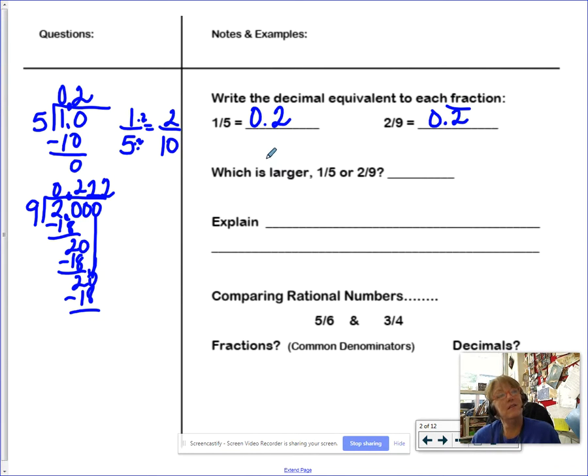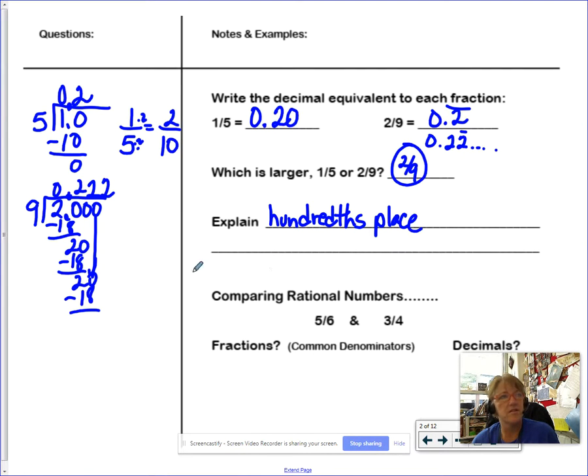Which one is larger then? Well, if I just compared decimals, keep in mind that 1/5 ends at the tenths place. If I needed to put something in the hundredths place, it would be a 0. The repeating decimal, if I went out to the hundredths place, would have a 2 there, and then it would keep continuing on with 2's. Therefore, the 2/9 is the larger value. Okay? If I wanted to explain this with decimals, I would say the hundredths place is larger in 2/9, and I'm not using very good sentences here.